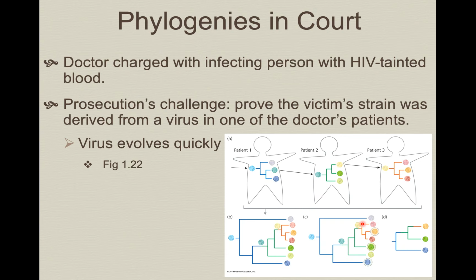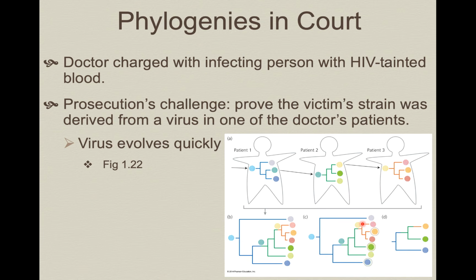One other thing about using a phylogenetic approach related to HIV, I mentioned this study earlier in the semester. This is a situation where a doctor was charged with infecting a former lover, who was actually a nurse, with HIV-tainted blood. But to prove this, the prosecutor had to prove that the victim's strain was more closely related to one of the doctor's patients than to just some general individual in the population, because the defense was arguing that she could have picked this up anywhere.